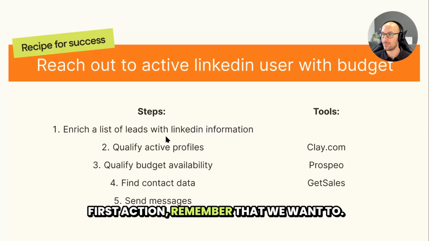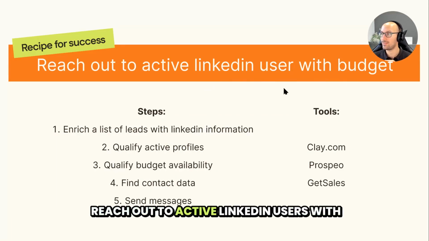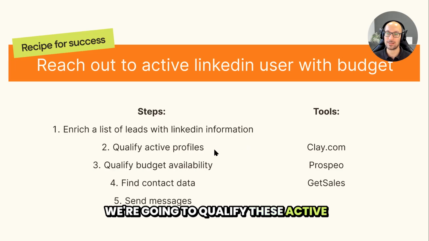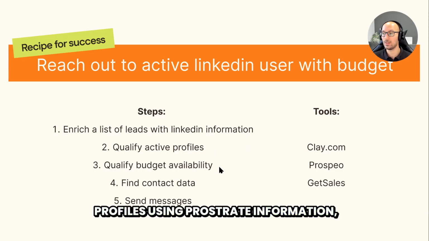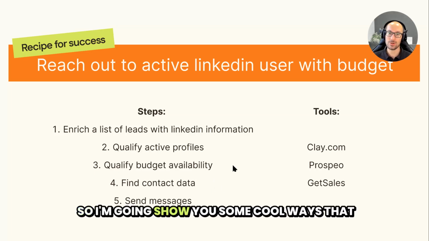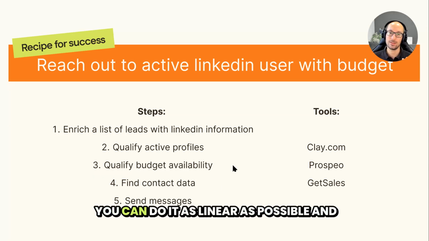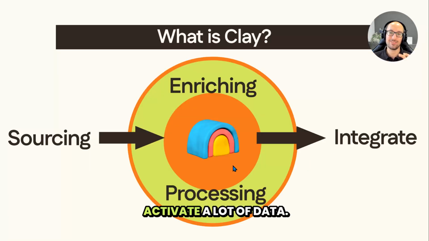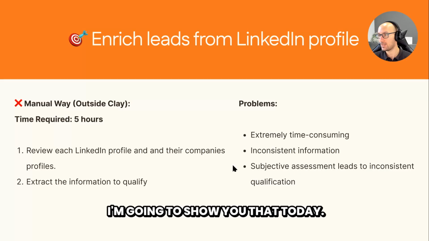First action. Remember that we want to reach out to active LinkedIn users with budget. So we're going to find the list of leads, qualify these active profiles using Prospero information, and qualify budget availability as well. We're going to find contact data and send messages to them. I'm going to show you some cool ways to do it as linear as possible and with as little budget as possible, because with Prospero enrichment you will be able to activate a lot of data. I'm going to show you that today.